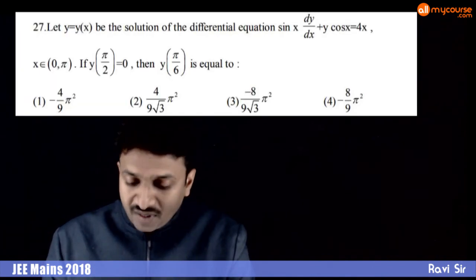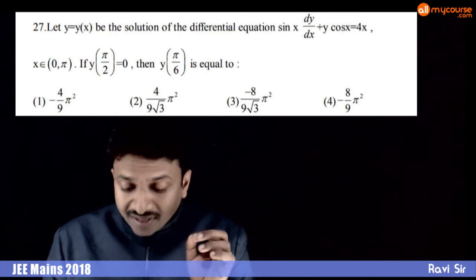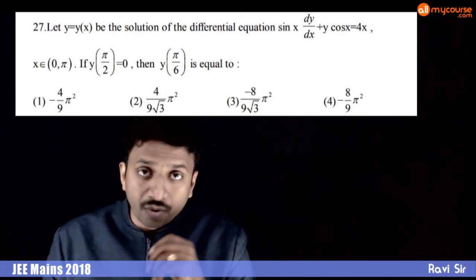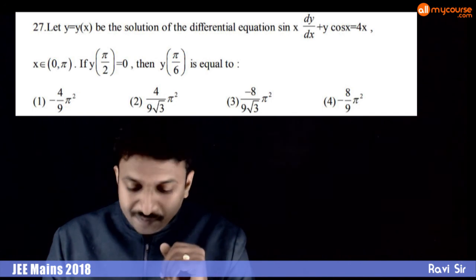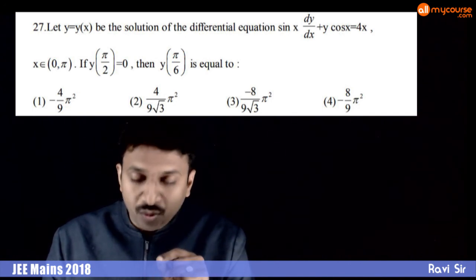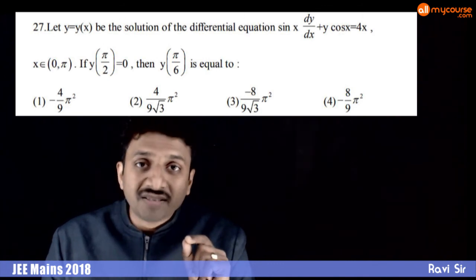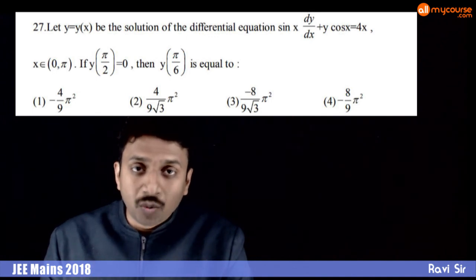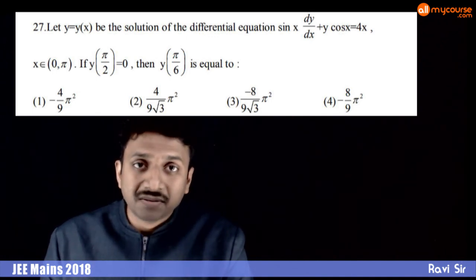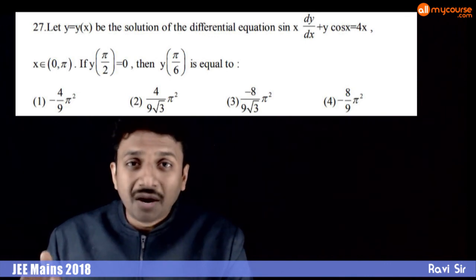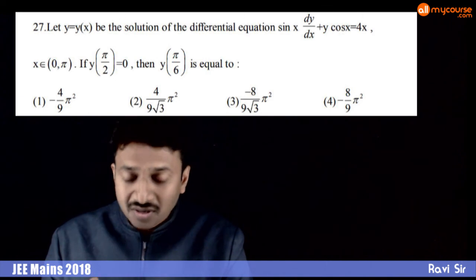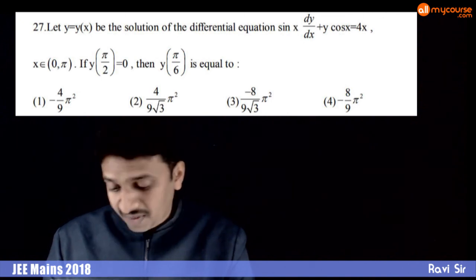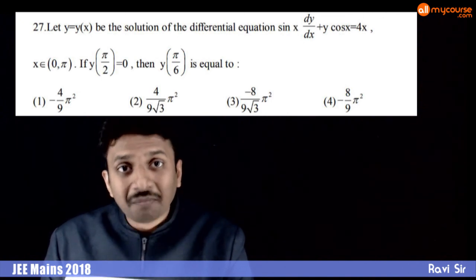Question number 27. If y(x) is a solution of sin x dy/dx + y cos x = 4x, x belongs to (0, pi), and if y(pi/2) = 0, then y(pi/6) is equal to what? This is a very straightforward question based on linear differential equations. You have to find the integrating factor and solve the question. The answer is −8/(9π²).